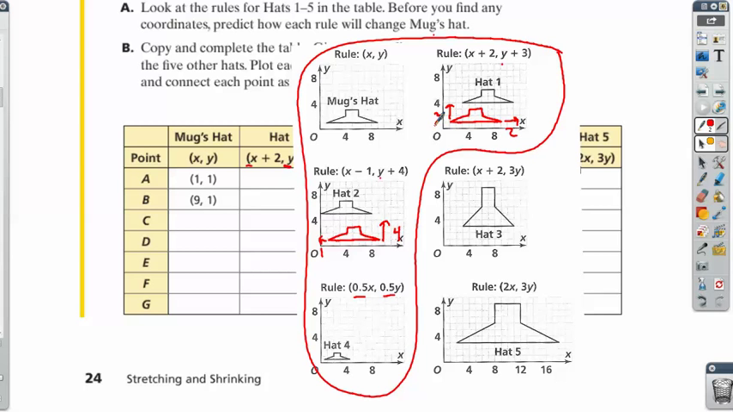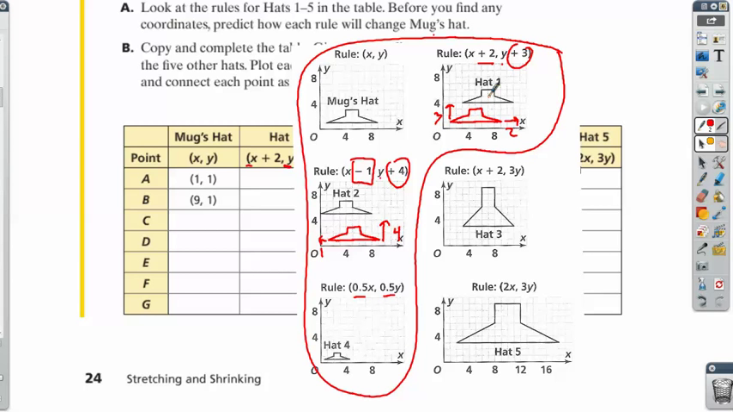Well, we can safely say by looking at these two things that subtracting from x makes it go to the left. But when you add to x, you're going to move things on the grid to the right. And that's the big idea here. Obviously, when you add to y, you're moving the hat up, which means if you subtract from y, you're going to move the hat down. And so that is the big idea.